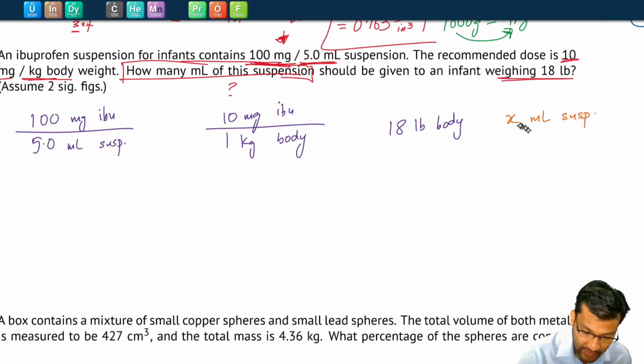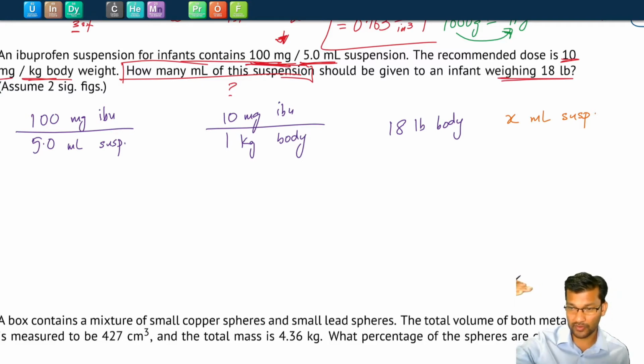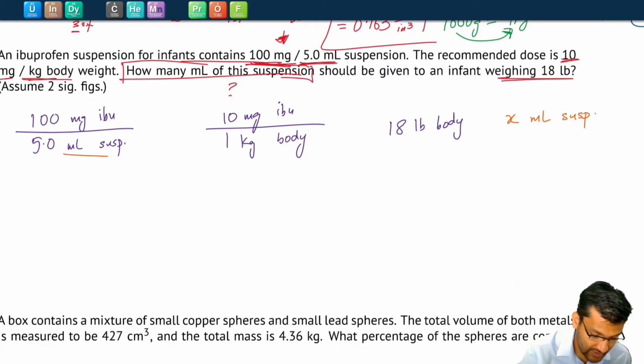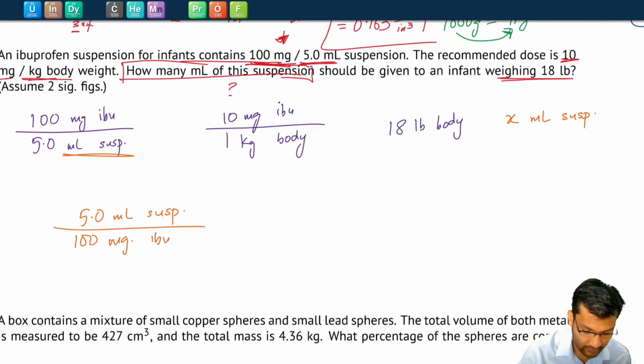Now, our answer has milliliter of suspension. We need our answer in milliliter of suspension. So however we set up this problem, that should be the numerator. So here we have milliliter of suspension, but it's in the denominator, so we can just flip that as we set up our problems. So let's just put 5.0 milliliter of suspension divided by 100 milligrams of ibuprofen. All right. But our answer just needs to be milliliter of suspension, and we don't need any milligram of ibuprofen in our denominator, so we need to get rid of that, change that somehow.